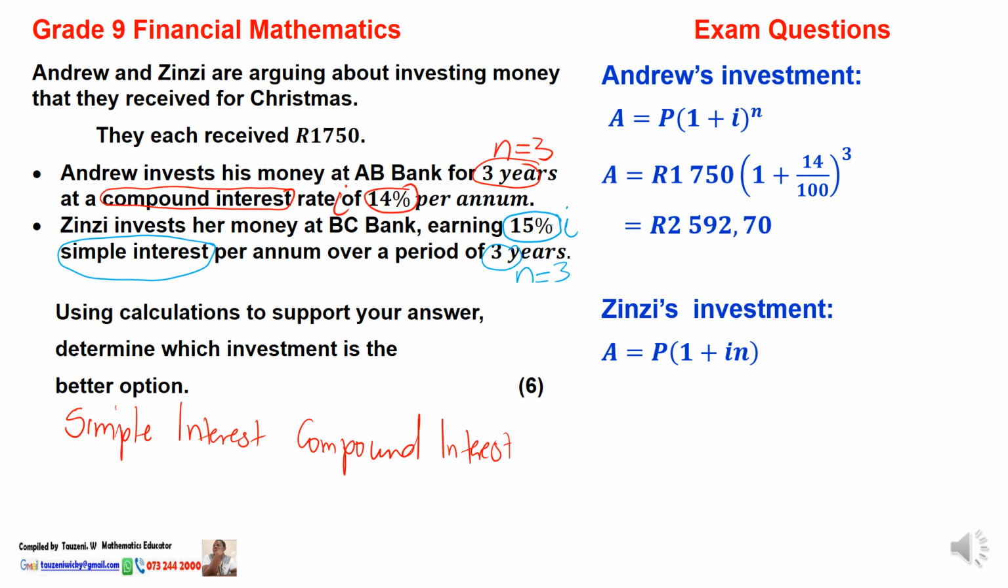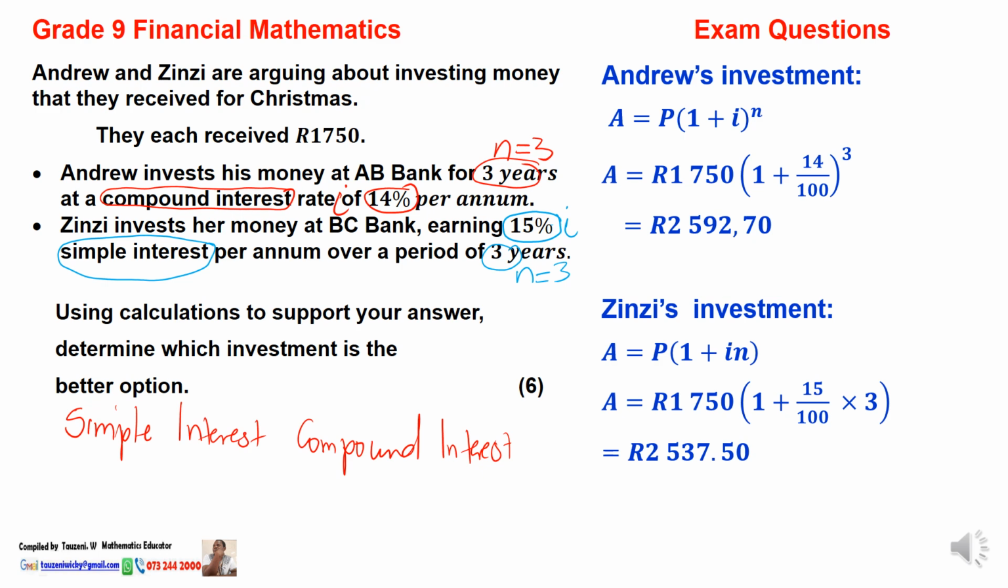P is the money that she invested, 1,750. Then the value of I, that is the rate of interest, 15%. Percent means over 100, multiplied by the number of years, which is equal to 3. Then from there, you get your calculator, you work it out. The amount of money is 2,537 rand 50. That is the amount of money that Zinzi got from her investment.